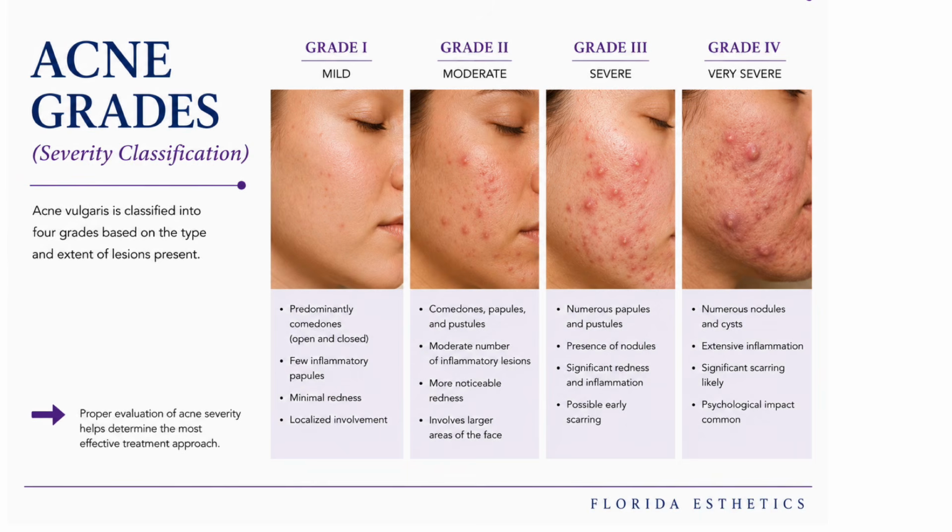Acne can be classified into 4 grades based on its severity. Grade first is mild and mainly includes comedones with very few inflammatory lesions. Grade second is moderate with more papules and pustules. Grade third is severe with numerous inflammatory lesions and possible nodules. Grade fourth is very severe with extensive inflammation, multiple nodules, and a higher risk of scarring.